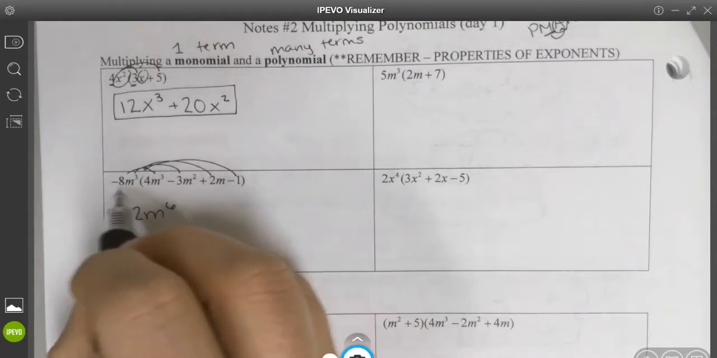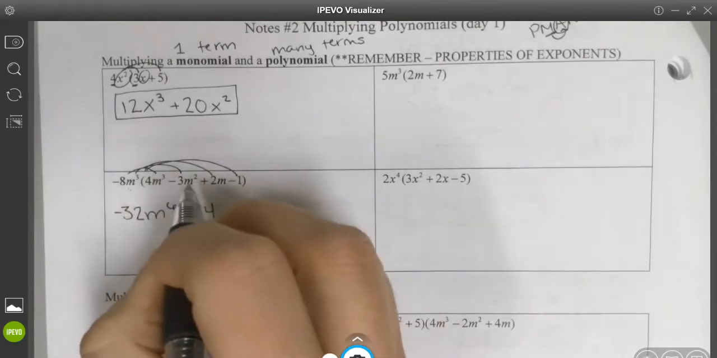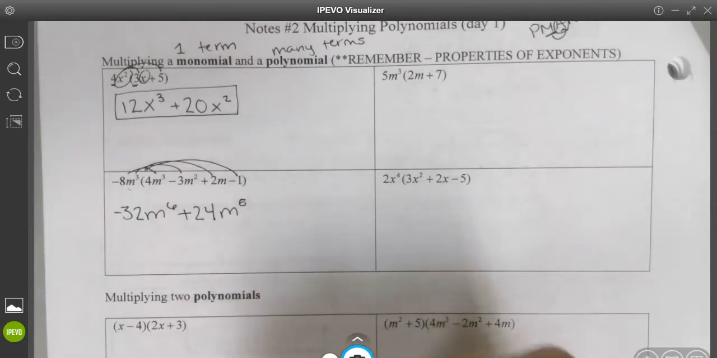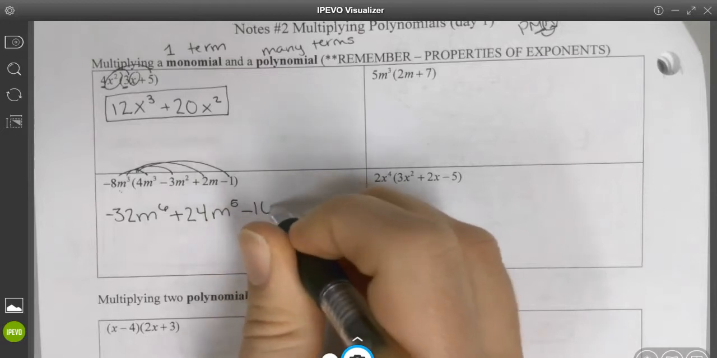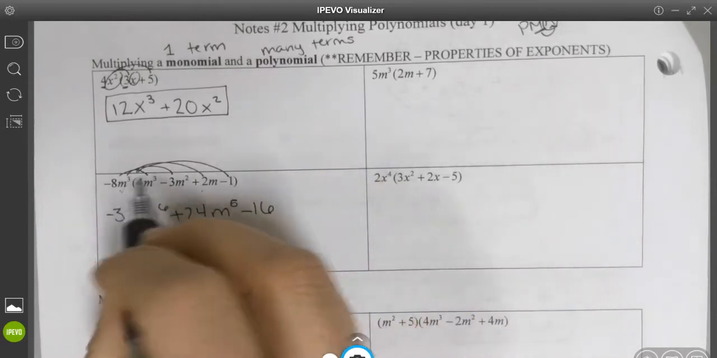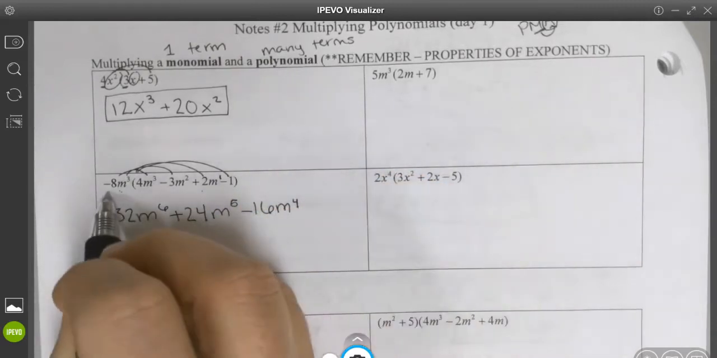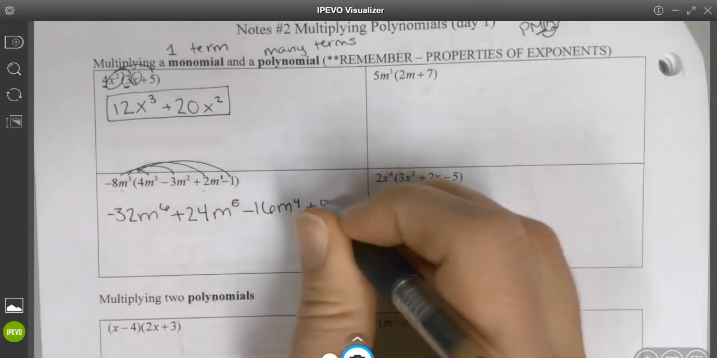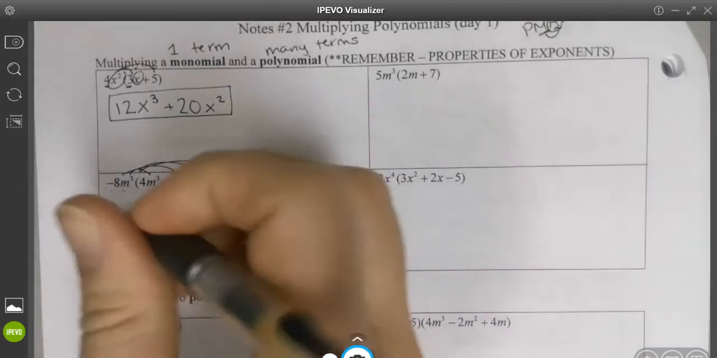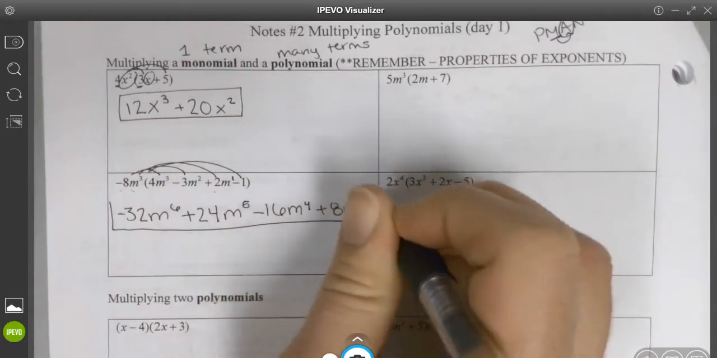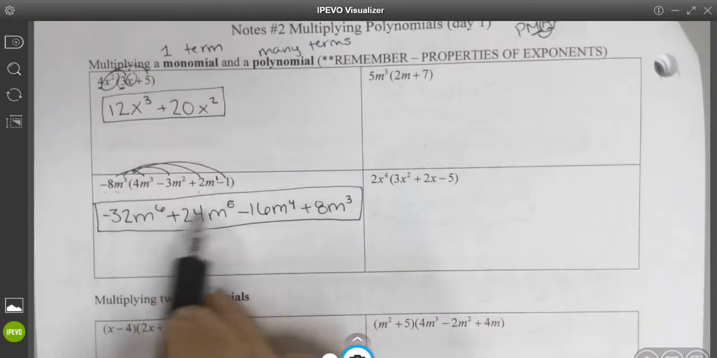Negative 8 times negative 3, negative times a negative is going to make that positive 24 for the coefficient. M cubed, m squared, adding gives me m to the 5th. Negative 8 times 2 is going to make negative 16 for the coefficient here. M cubed times m to the 1st is m to the 4th. Negative 8 times negative 1 gives me positive 8. And I have m cubed, nothing to combine with that m cubed for that last term. And here's my result, in standard form, of multiplying this single term, this monomial, by the polynomial.